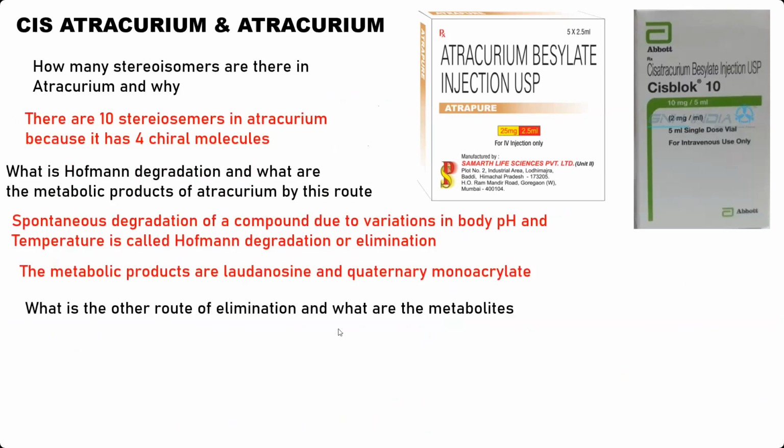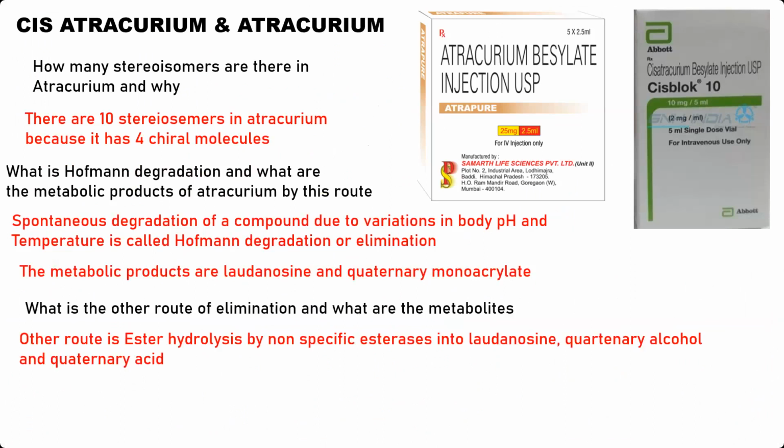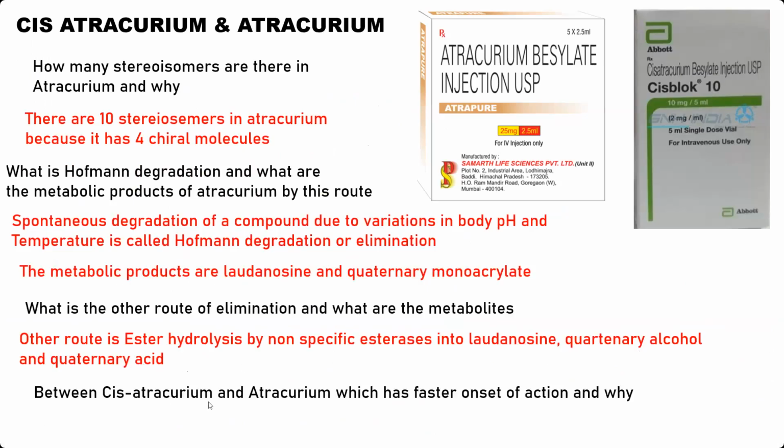What is the other route of elimination and what are the metabolites? Metabolized by non-specific esterases, ester hydrolysis, and that also leads to laudanosine, quaternary alcohol and quaternary acids. Between cisatracurium and atracurium, which has faster onset of action and why?